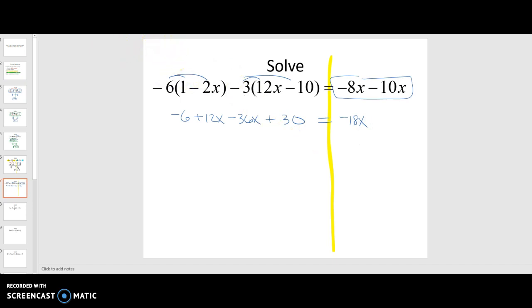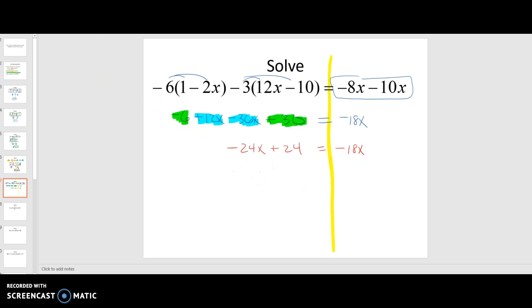But now, on the left side, I have to see if there's any like terms to combine. If I look, I have negative 6 and positive 30 that can be combined. And then I have 12x and negative 36x to combine. I do not use inverse operations here. They're on the same side of the equal sign. So 12x minus 36x is negative 24x. Negative 6 plus 30 is plus 24, which is equal to negative 18x.